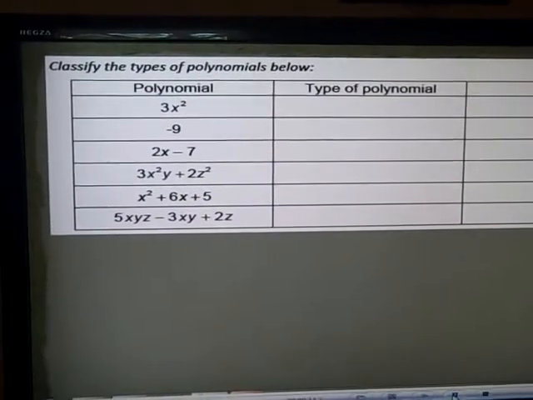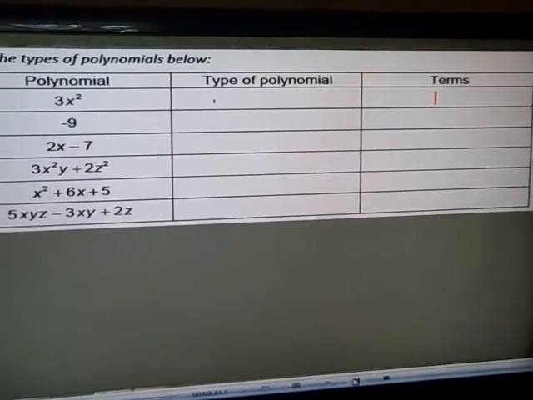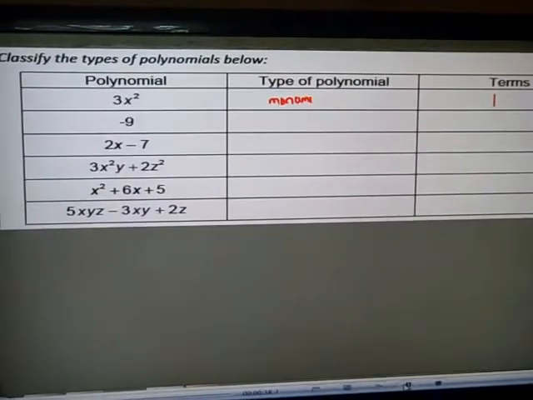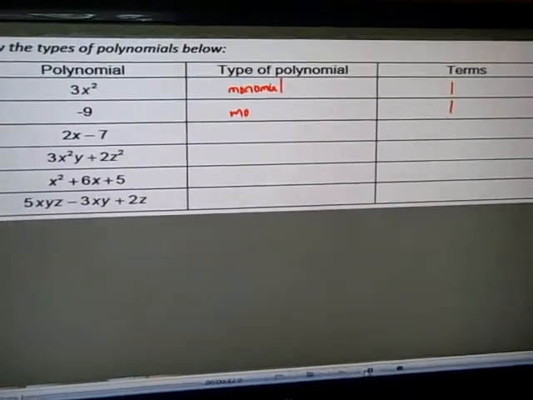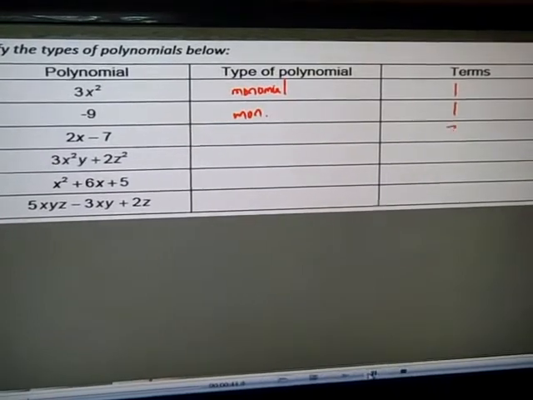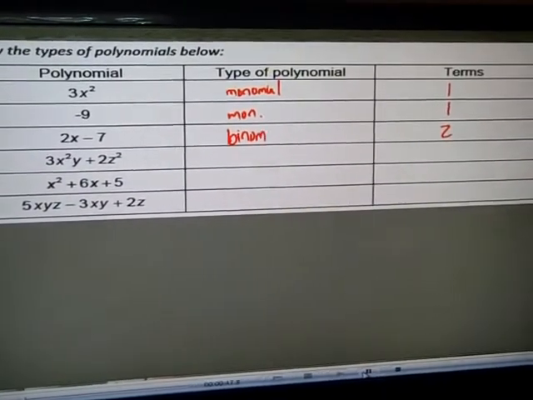Now look at the first example, 3x squared. That has 1 term. We'll call it a monomial. The next one, negative 9, also has 1 term, another monomial. The next one, count 2 terms separated by a minus. We call it a binomial.